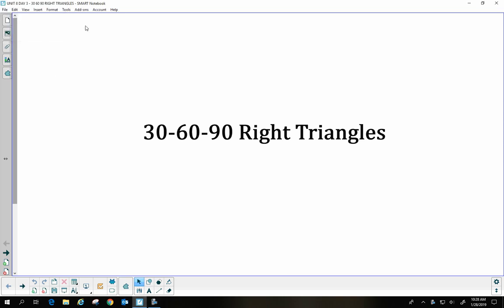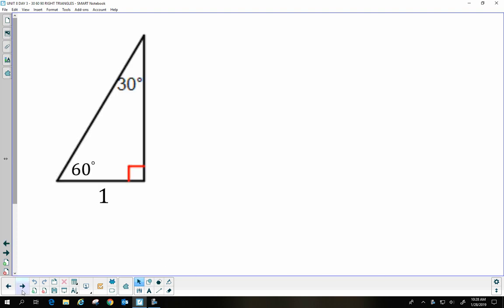Hey, today we're going to talk again about right triangles and another special type of right triangle. That's a triangle that has obviously one 90-degree angle, but also one 30-degree and one 60-degree angle. So the legs and the hypotenuse in this triangle, kind of similar to the isosceles right triangle, have a special relationship. So we're going to call the leg across from the 30-degree angle 1.